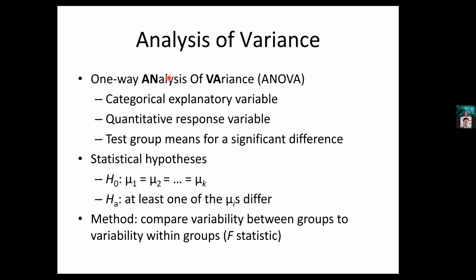Analysis of variance, as I said before, you have one-way analysis of variance, which is ANOVA. Statistical hypothesis here: of course, the null is mean 1 equals mean 2. Alternate: at least one of these is different. But in a one-way ANOVA, we're using something called an F statistic instead of a t statistic. The F really measures the variability between groups.